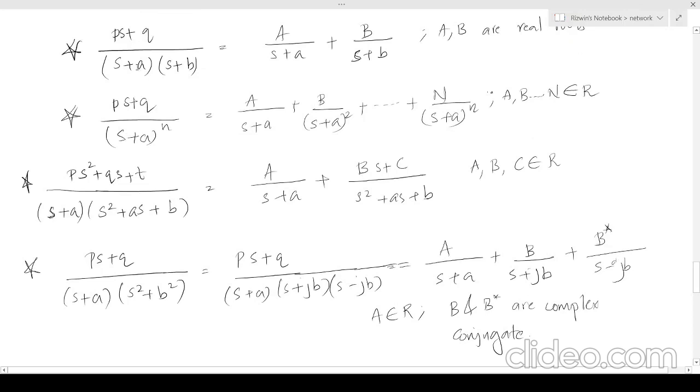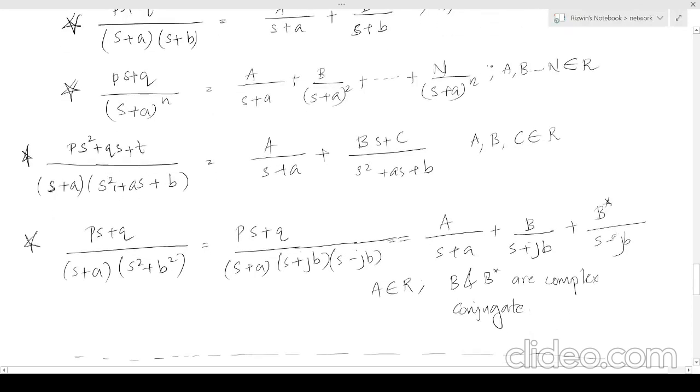You may get a combination of the above term, (s plus a) into (s plus b) all square, maybe, or cube maybe. So you should have a combination of this first term and a few terms from the lower form. So these are the most possible forms you could obtain while doing partial fractions. That's what we are discussing right now.